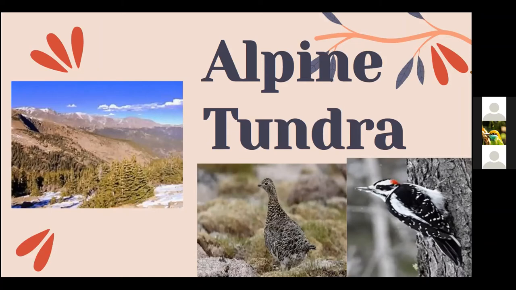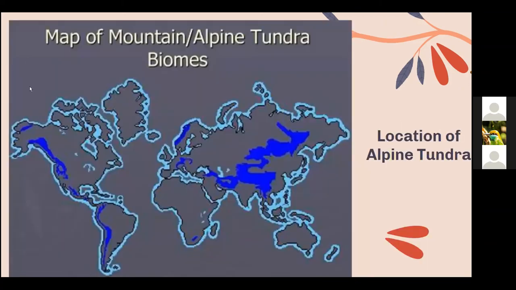We all know that the more we climb to the top, the less oxygen there is. At the top of the mountain, there isn't that much oxygen. Now, there are animals, but they have adapted to live there. Okay, now this is the map. We can't say the exact location of Alpine tundra. They are on top of mountains, but in Sri Lanka there isn't Alpine tundra because the mountains in Sri Lanka are not that high. But here you can see the Alpine tundra mountains, the blue colored places.